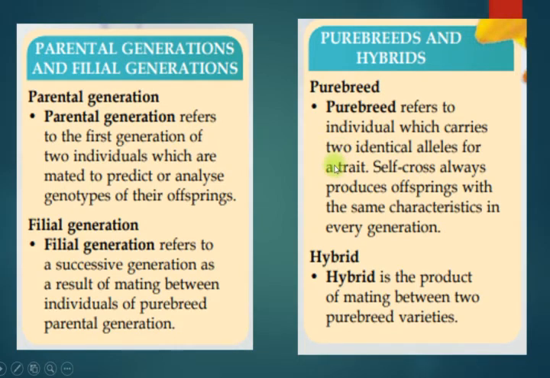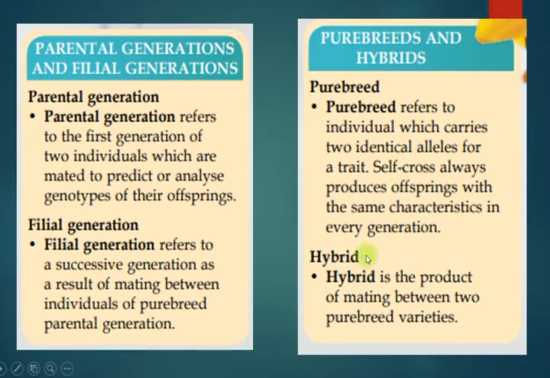Yeah, self-crosses always produce offspring with the same characteristic in every generation. So the purebred plants are allowed to self-cross to produce purebred plants, right?